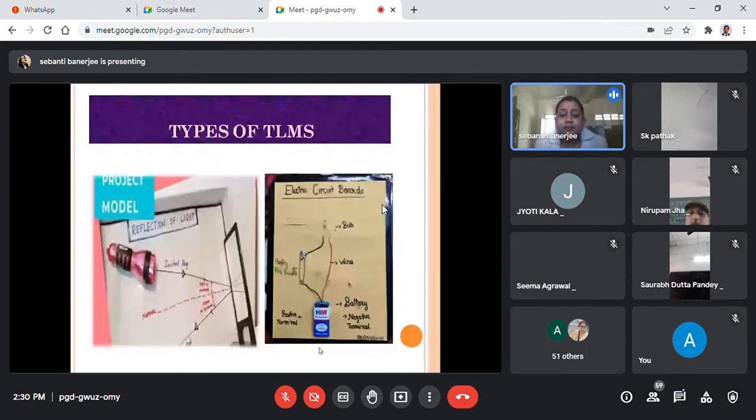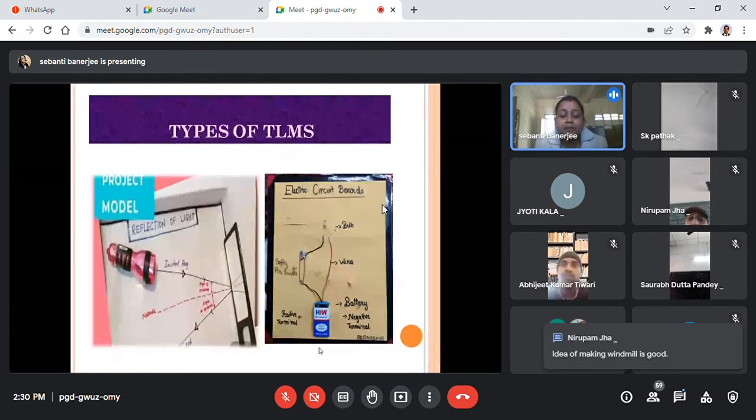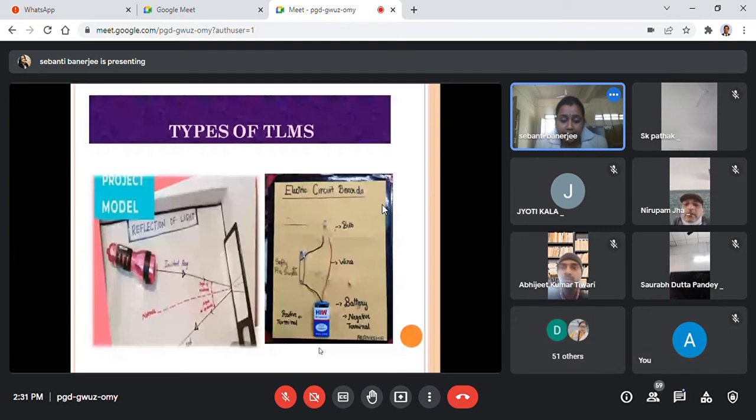This type of TLMs are basically for physics. Here the first one depicts the reflection of light. We have placed a plane mirror and drawn a line, which is the incident line. Through the plane mirror, we have got the reflected line as well. From that, we have drawn the angle of incidence and angle of reflection. And this one in the right portion is an electric circuit. I had given them a project and they have all done it.